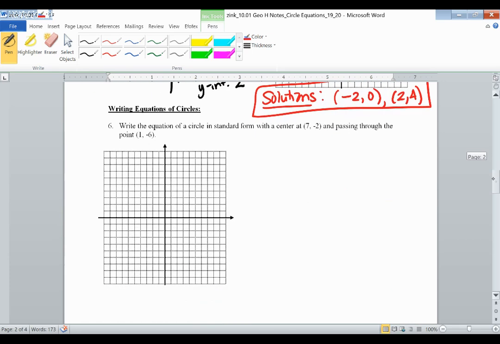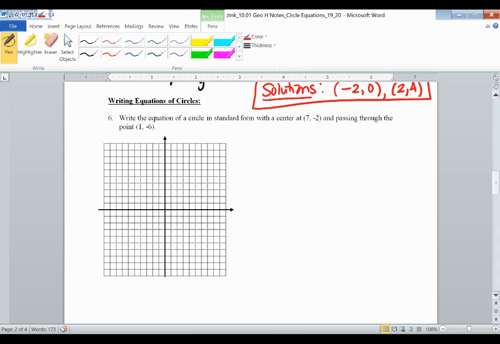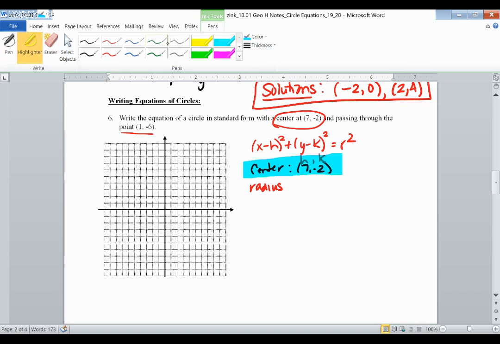All right, so let's move on now to writing equations of circles. Write the equation of a circle in standard form with a center at 7, -2, and passing through the point 1, -6. So in order to write the equation of a circle, let's just write that out. We need 2 things. We need a center and we need a radius. Well, we already have our center is 7, -2. So we know our h and our k. We still need our radius.